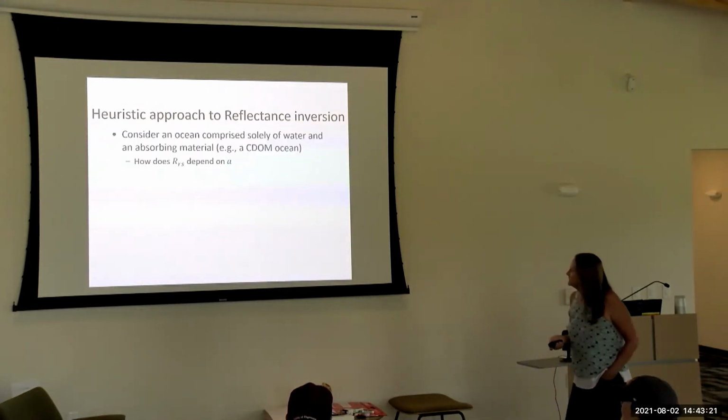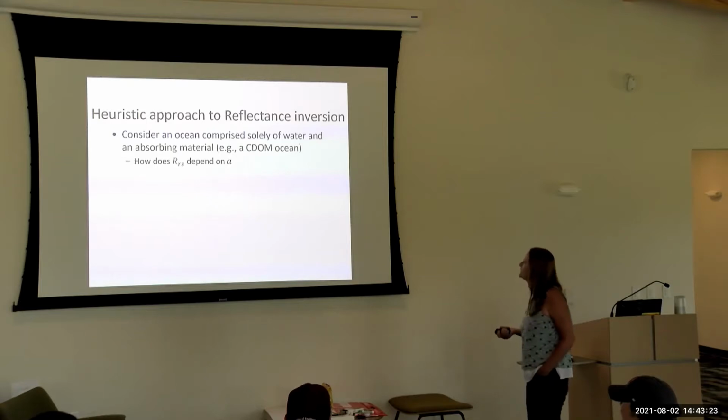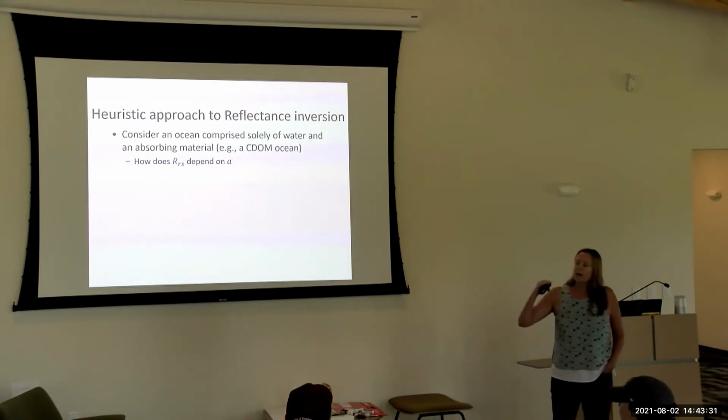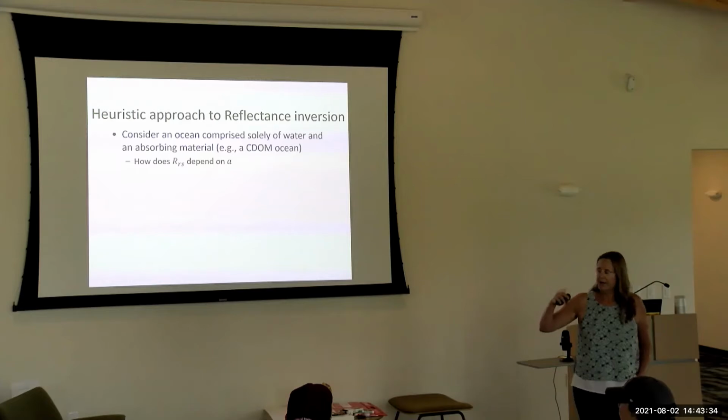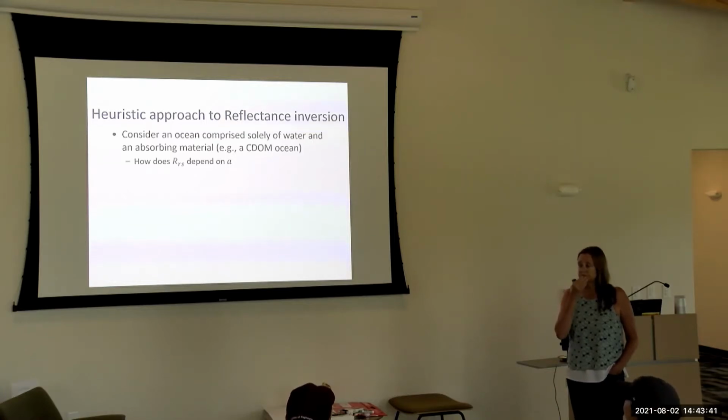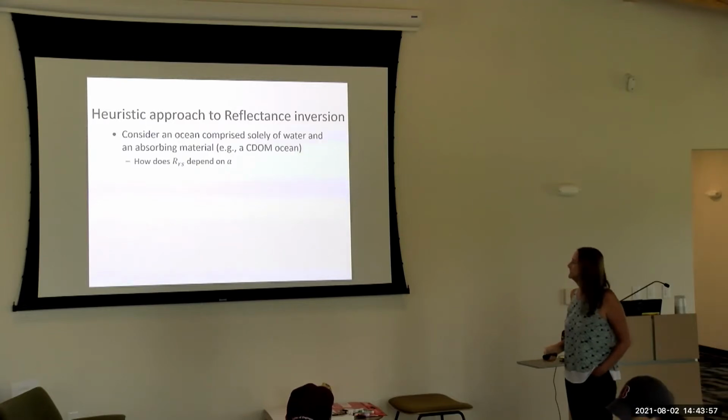All right, so let's consider an ocean that's comprised solely of water in its real form and some absorbing material, say a CDOM ocean. How is Rrs going to change as we add CDOM absorption? It's going to decrease in the blue. Maybe in the green a little bit. What about the red? It'll be the same, right? Because we're not adding anything there. So it's just going to get darker in the blue and green, right?